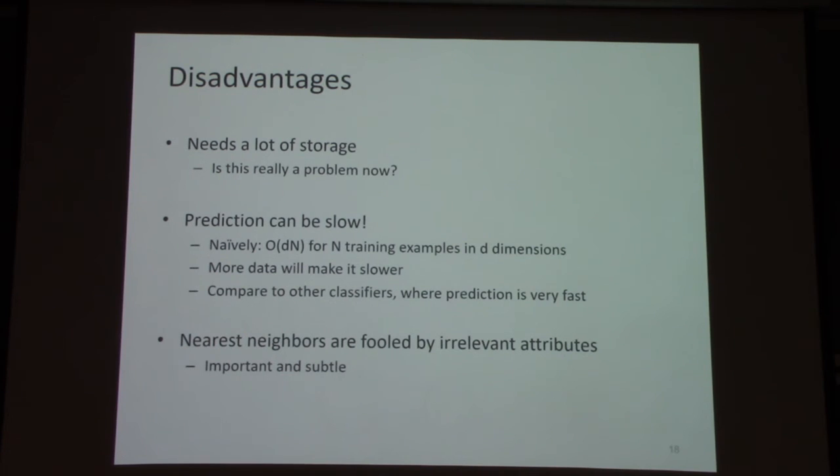Most other classifiers that we saw had the opposite situation. Training was slow, but prediction was very fast. Here it's different. And one important and kind of subtle thing is the nearest neighbors classifier tends to be fooled by irrelevant features, and we'll get to that in a bit. So, any questions about any of this stuff?